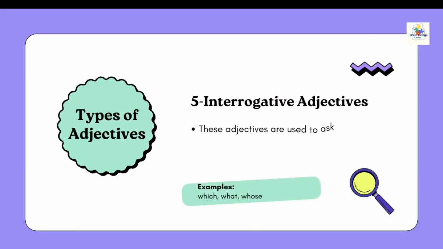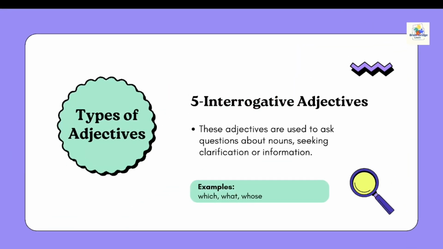Next we have interrogative adjectives. These adjectives are used to ask questions about nouns, seeking clarification or information. Examples: which, what, whose. So here it is telling that if any adjective is asking a particular question, like what are you doing? Whose name is this? Whose car is this? Whose name is like that? Where we use which, what and whose.